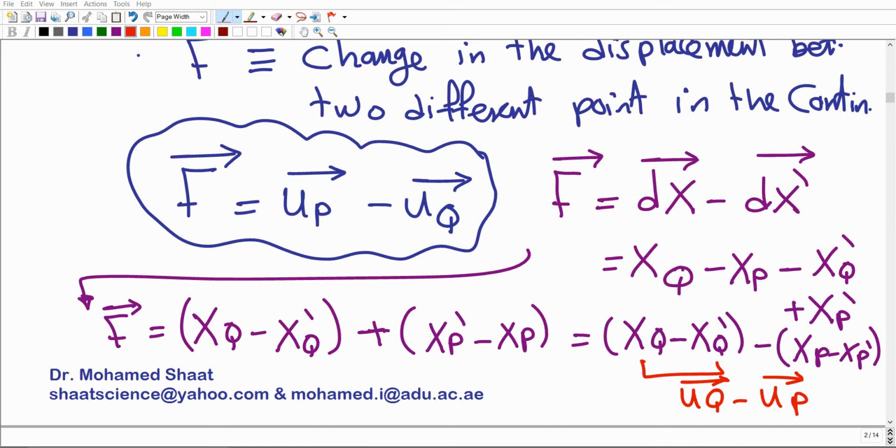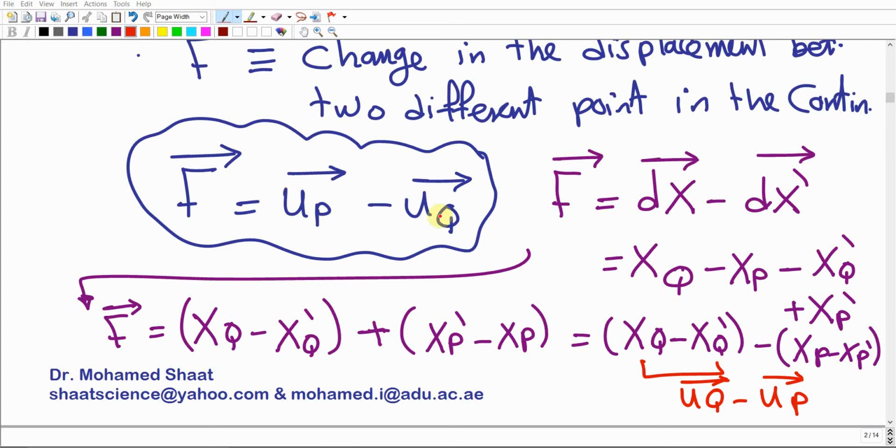and rotation as well. But under only one condition, in case that both the magnitude and the direction of dx and dx dash are identical, are the same, f will be 0 in this case. This indicates there is no deformation. Simply the object moves as it is from one location to another location. There is no rotation, there is no deformation of the object. This is the physical meaning of the deformation.